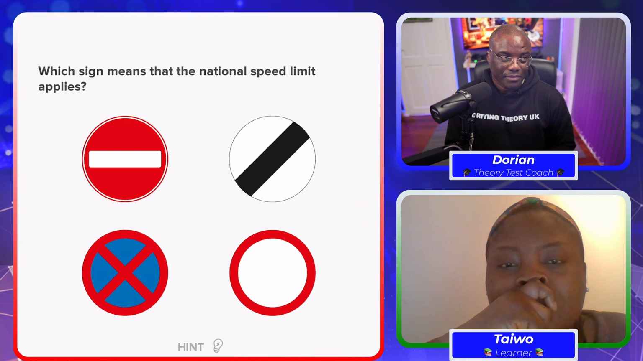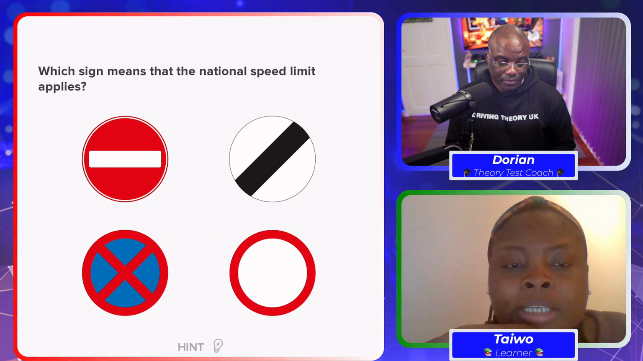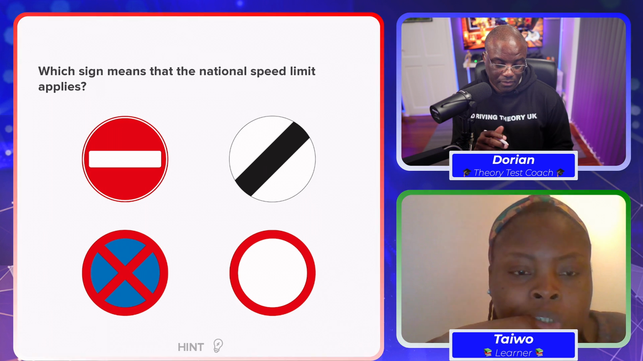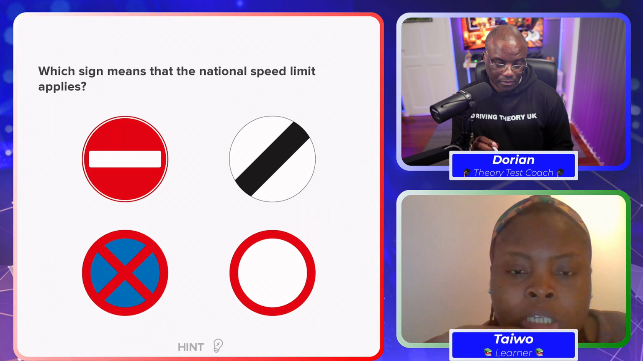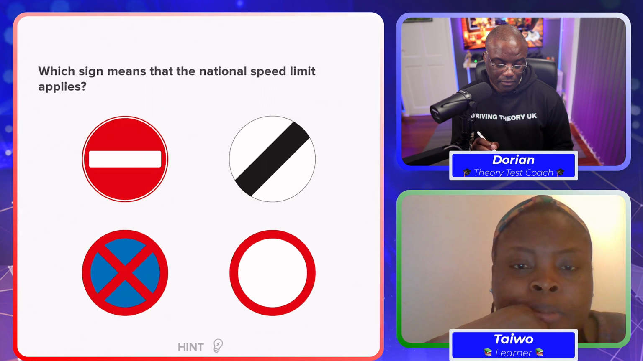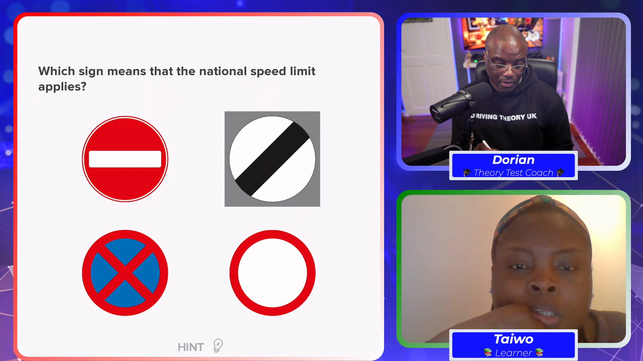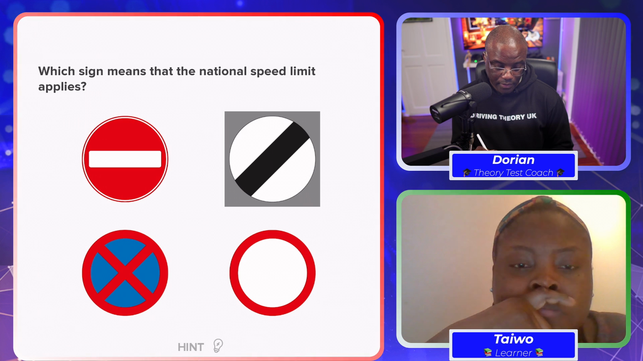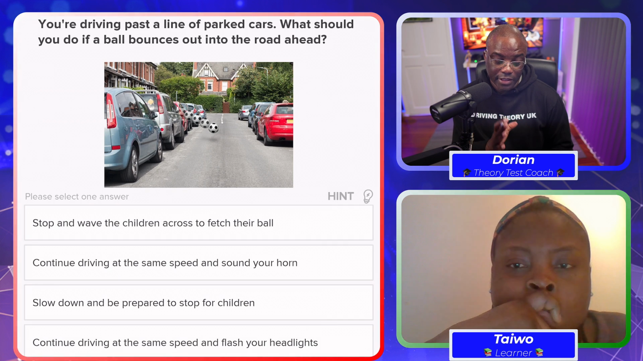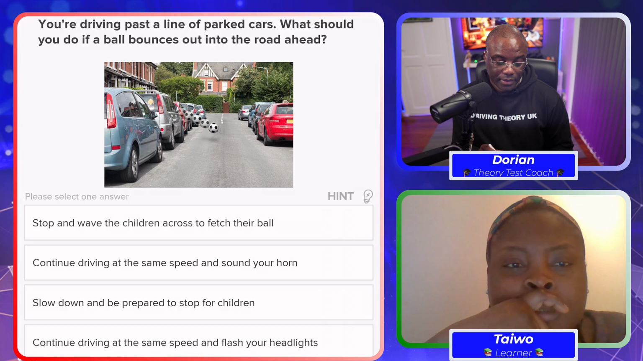This means the national speed limit applies. A is no entry, restriction is this. Circles, obviously, is B. This one. Yes, please. Okay, so that's number 20 that's gone now. So this is 21. That's fine.